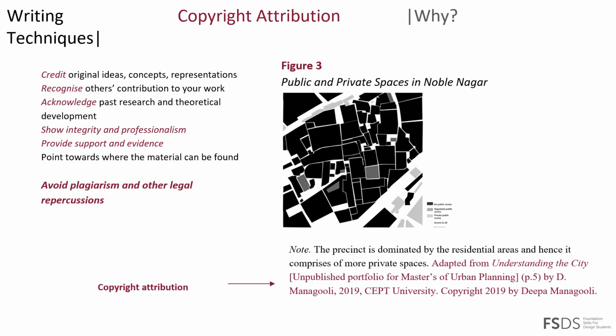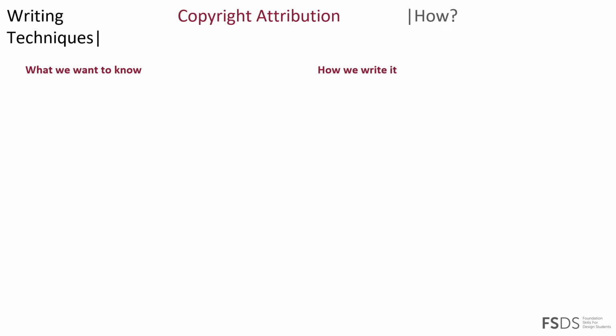We use copyright attribution to credit, recognize, and acknowledge others' work and contribution in our own work. Giving due credit also shows your integrity and professionalism and provides an additional layer of support and evidence to your arguments. Most importantly, copyright attribution ensures avoiding any accidental plagiarism that might have legal repercussions. In order to create an accurate copyright attribution, try to answer these questions.